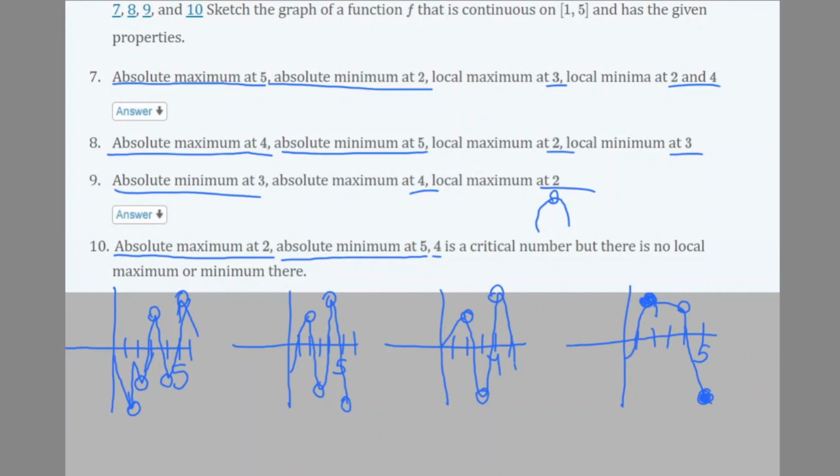So what this is supposed to look like is an absolute maximum at x equals 2, and then the graph goes down at a really slow concavity, and it flattens out at x equals 4 to create a horizontal tangent, and then it goes down to x equals 5, which would be your absolute minimum.